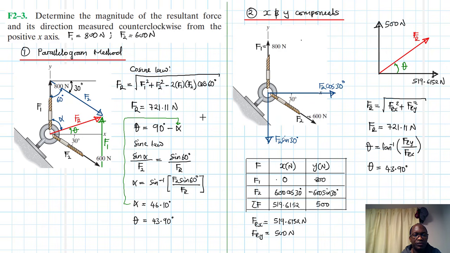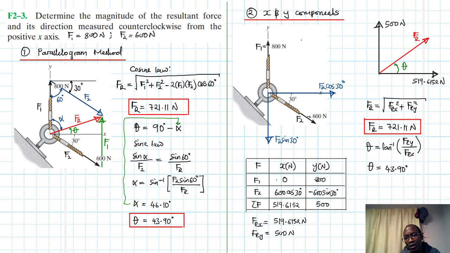So let's now just outline the final solution. In the first method, we have the resultant like so, and we have the direction. This is by using the parallelogram law. In the second method, we have the resultant like so, and we have theta like that.